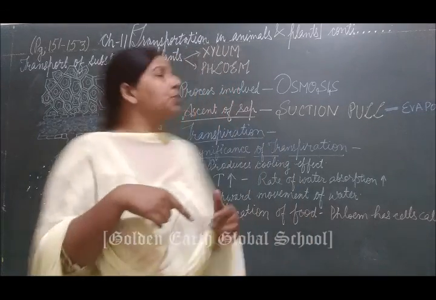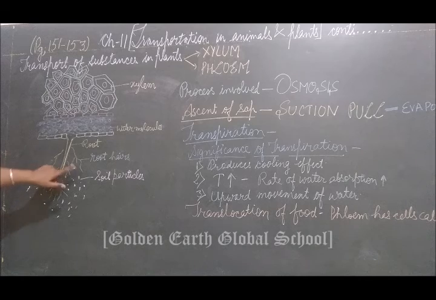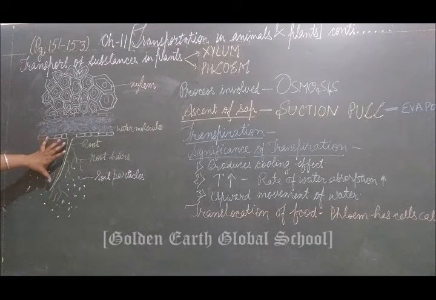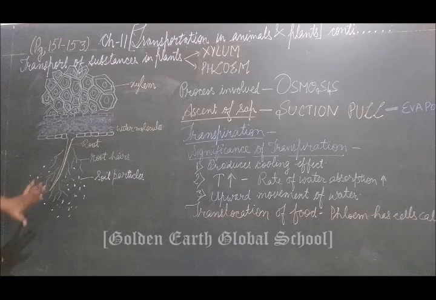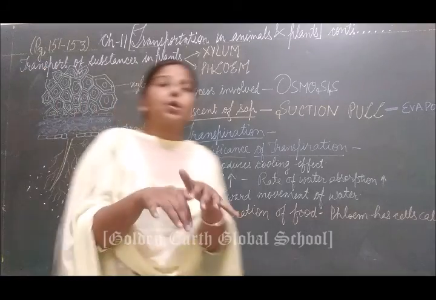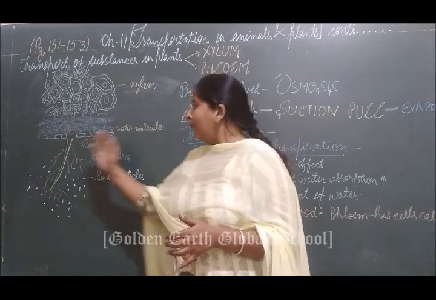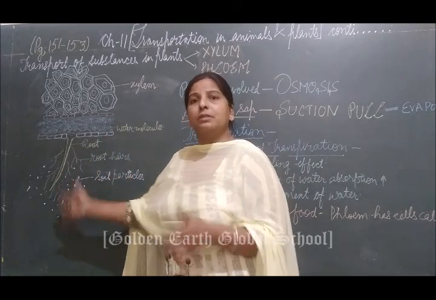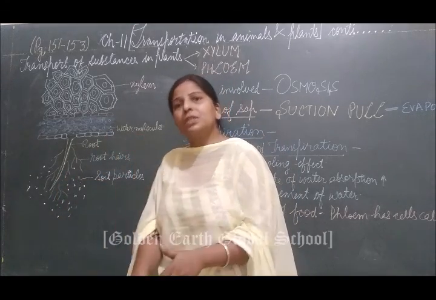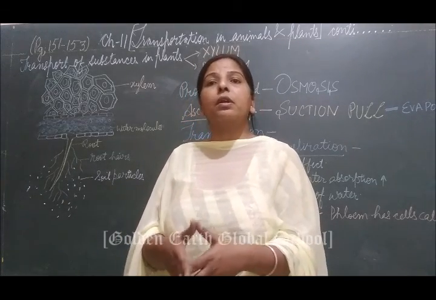As you can see over here in this diagram, this is the root, and root hairs are attached to the root. It is further embedded in the soil, so soil particles surround these root hairs. Whenever the root hairs insert into the soil, it will help in the absorption of water and minerals from the soil.